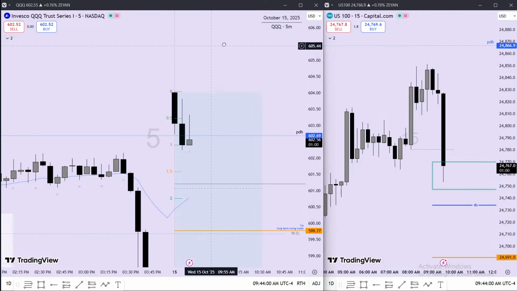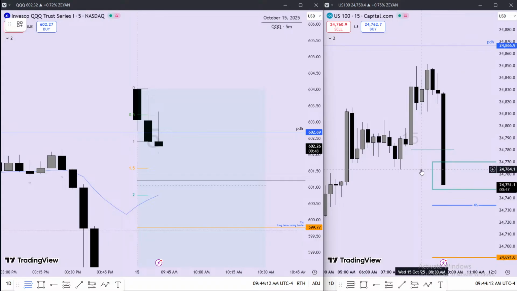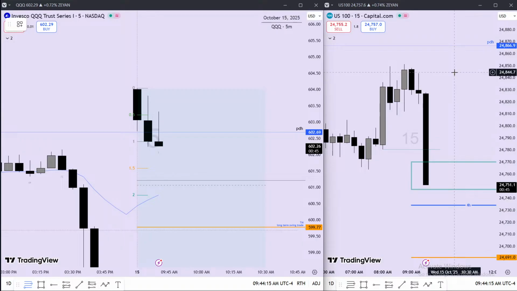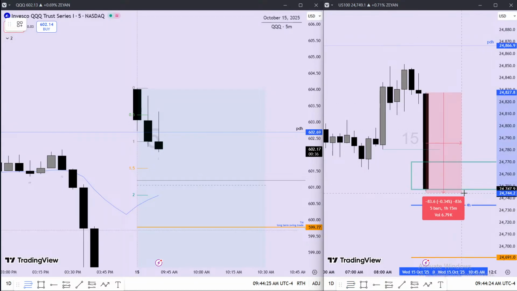Last minute may change the whole case, and we are about to get a close below the previous day high. The range of this bar is about 83 points. So if I execute on this trade, I will be risking 40 points, approximately 40 points to get 40 points.